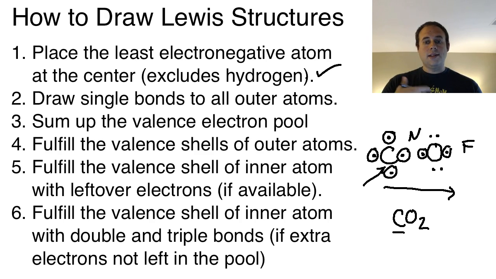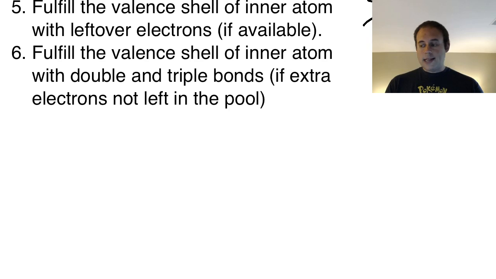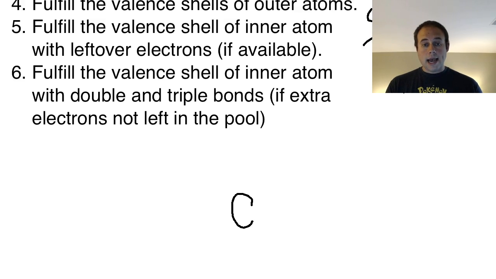We always want to find the least electronegative atom, excluding hydrogen, and place that at the center of the molecule. Okay, so coming down here, we're going to work on this and say, here's carbon, and that's going to be the center of my carbon dioxide.